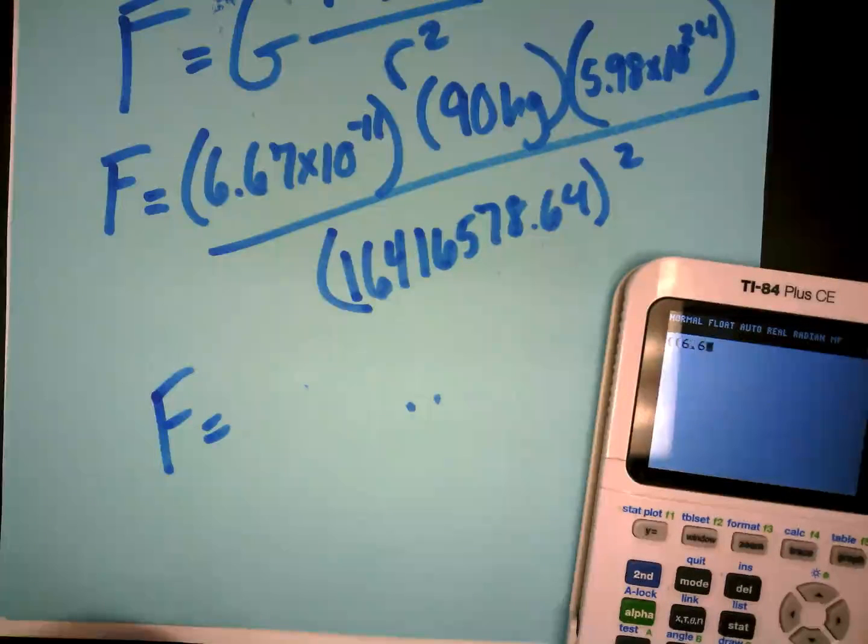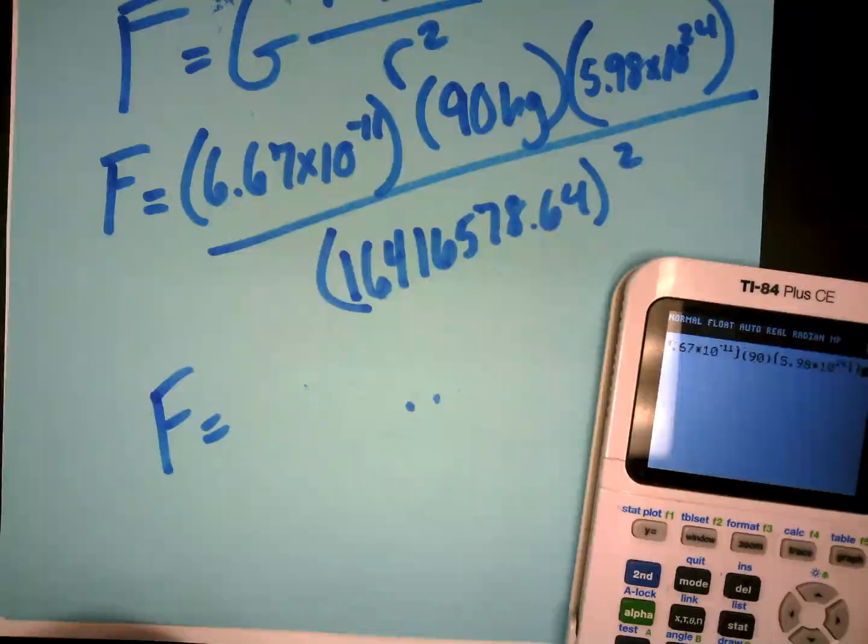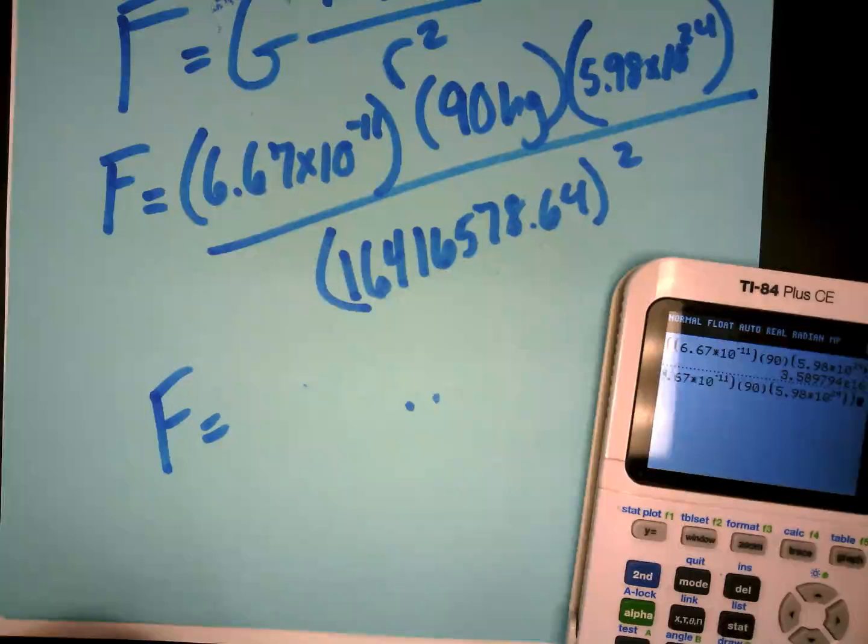So 6.67 times 10 to the negative 11th power times 90 times 5.98 times 10 to the 24th power, all of that on top, divided by 16578.64 squared. Oh, don't do that. Come on.